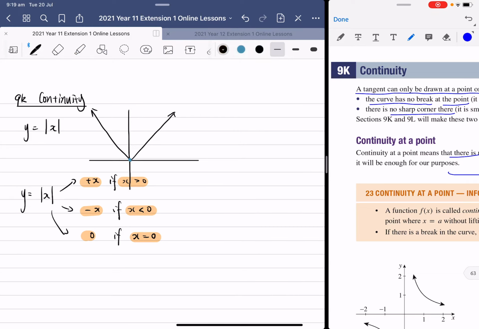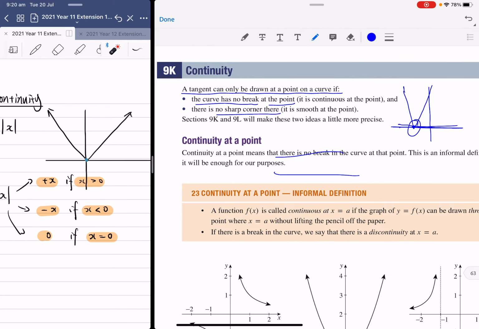So you can't really differentiate that entire absolute value of x and try to find the gradient of the tangent at that particular point, because it's just not working here. For example, on this side the gradient of the tangent is just the gradient of this line, while on the other side it is just the gradient of the other line. So you can't really do it this way. That's one of the things you need to be careful about. A tangent can only be drawn at a point on the curve if the curve has no break at that point, and also if there's no sharp turning point. Okay, let's have a look at the next one.